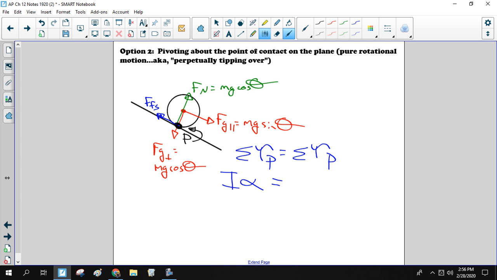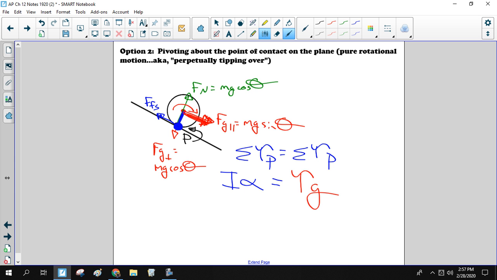Because my pivot point is right here, friction doesn't produce any torque because it's at the pivot point. Normal force doesn't produce torque because it's at the pivot point. My F_G perpendicular is actually parallel to my lever arm, so that doesn't produce any torque. The only thing causing any torque is this component of gravity, which is pulling it over this way and causing it to tip over. So it's the torque from gravity. That's the only one that has any torque.